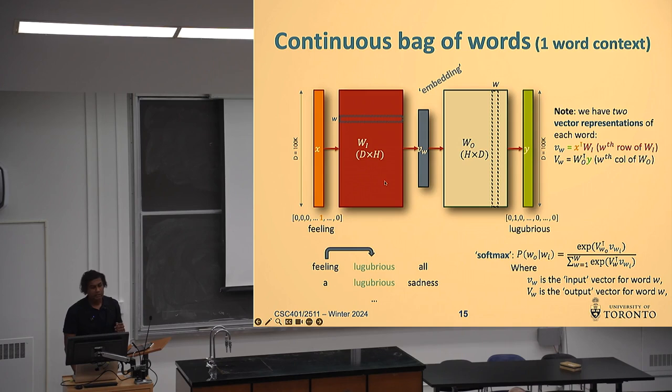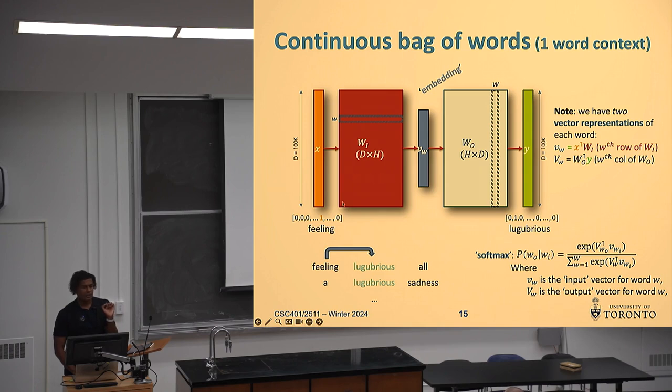Let's say your W input is a matrix of all the words in your vocabulary. Here, D is the size of your vocabulary, say 100K. So you have 100K words, and each word is represented by some feature size H. If you multiply that word feeling with this input word embedding, you get the representation V_W, which is the input word representation of feeling.